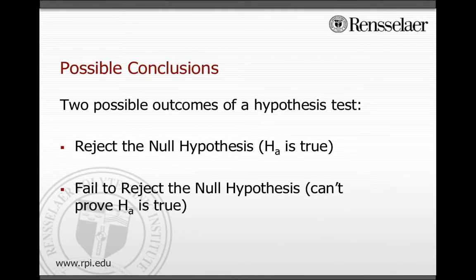So there are two possible outcomes of a hypothesis test. One, you reject the null hypothesis and the alternate hypothesis is true, or two, you fail to reject the null hypothesis. You can't prove that your alternate hypothesis is true. This is similar to going back to our justice system metaphor. It is similar to a not guilty finding. You're not saying the defendant is innocent, you're just saying we can't find him guilty. So there's not enough evidence to convict, or in this case, reject the null hypothesis.